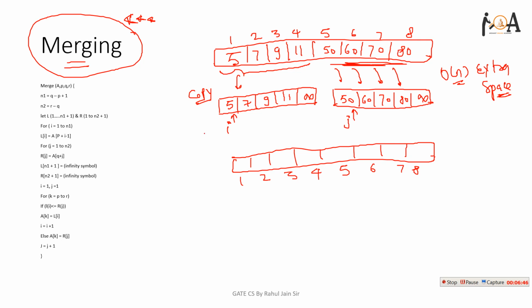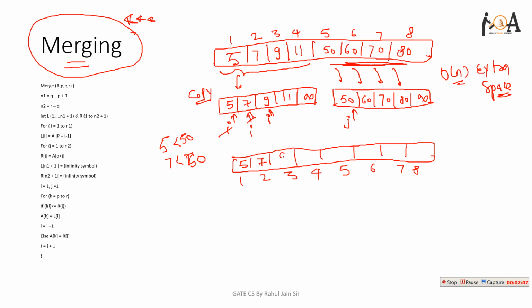I will compare the element i with j. 5 is less than 50? Yes, so I will put 5 on the first index, and then I will increment i. Now I will compare 7 with 50. 7 is less than 50, I will put 7 here. Again I will increment i here.